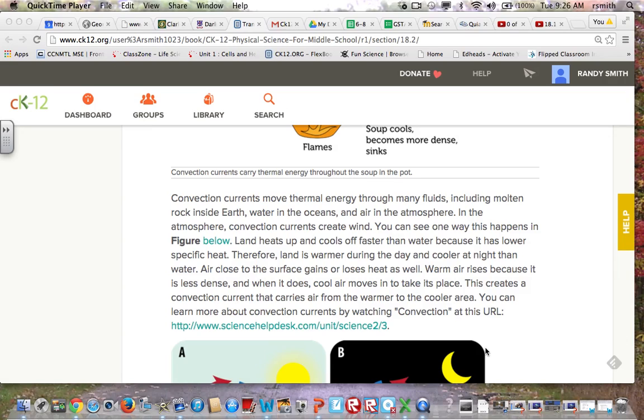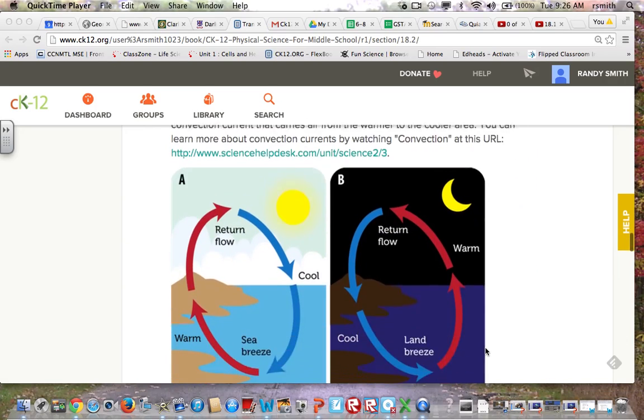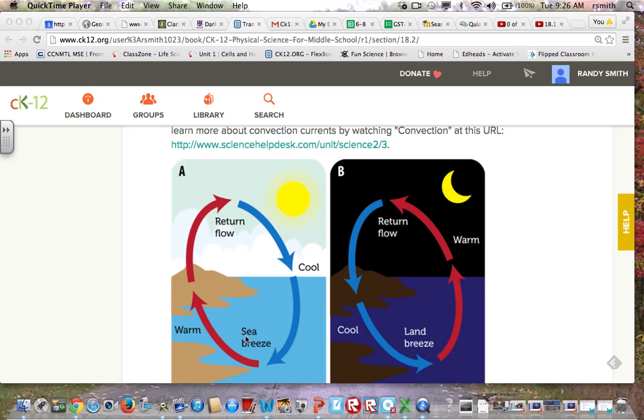Land heats up and cools faster than water because it has lower specific heat. Therefore, land is warmer during the day and cooler at night than water. Air close to the surface gains or loses heat as well. Warm air rises because it is less dense, and when it does, cool air moves in to take its place. This creates a convection current that carries air from the warmer to the cooler area. This is sometimes referred to as the sea breeze, land breeze effect.